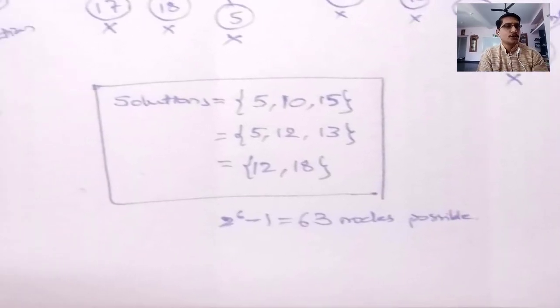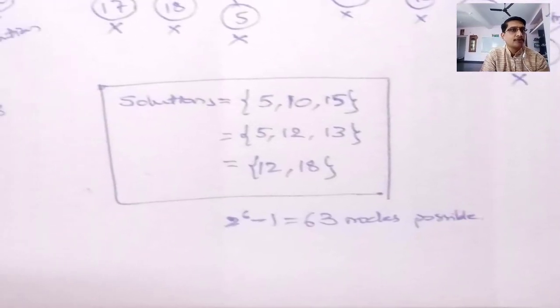So these are the solutions which we have got. For this problem, there are 6 elements in the set. 2 raised to 6 minus 1, 63 alternative possibilities are there for combinations, but all may not be feasible solutions and optimized solutions. So we are going to get these 3 solutions for this subset sum problem.